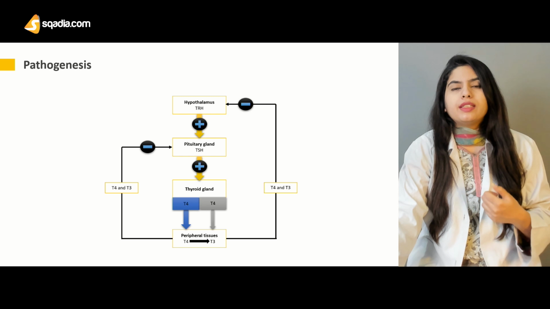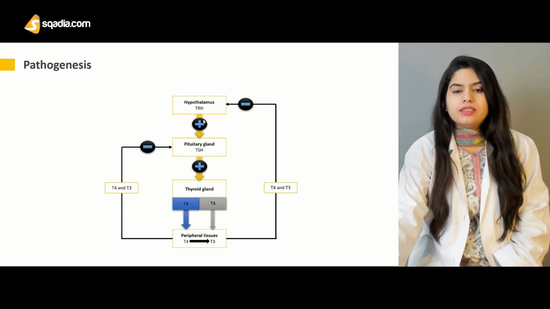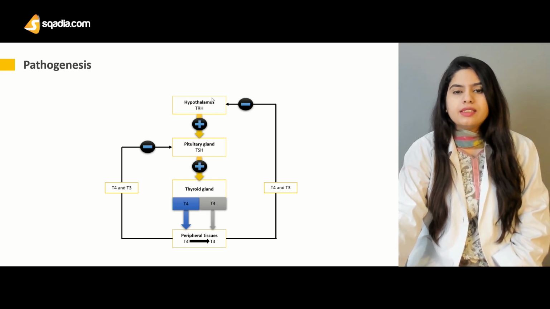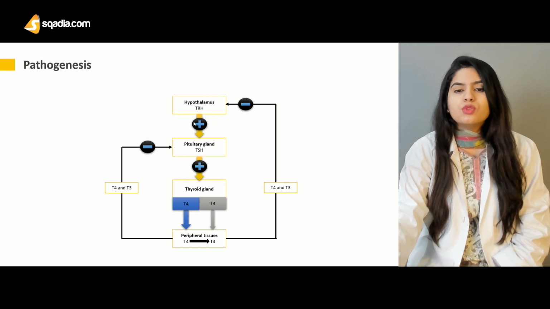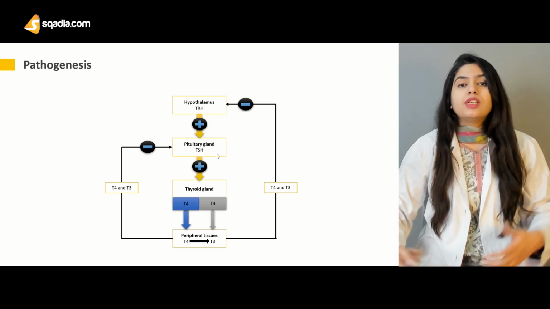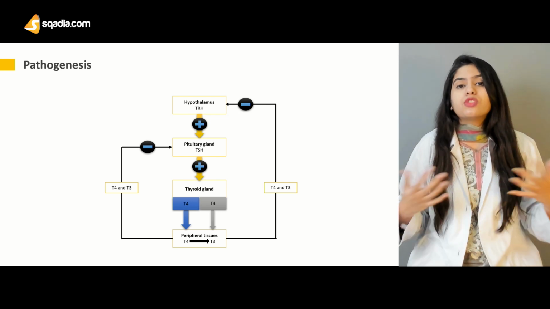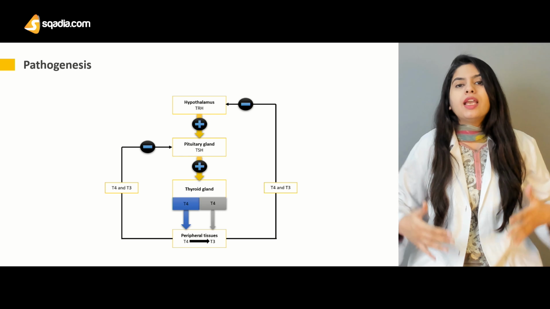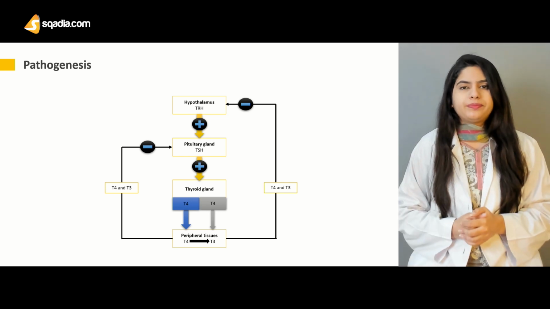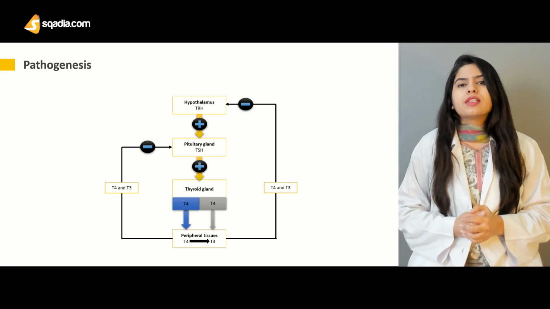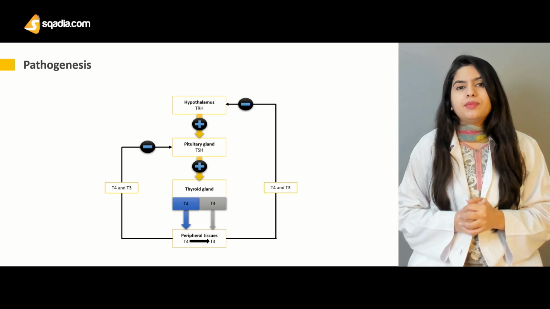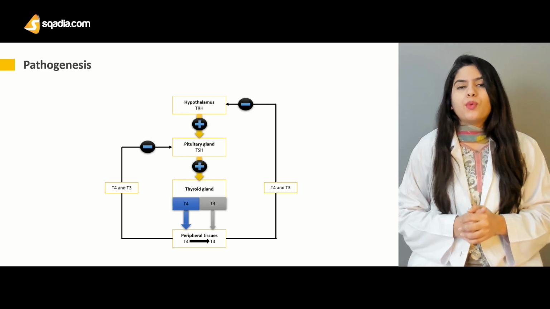As I told you, there can be some central disease. Here the TRH level is decreased, or there is no production of TRH. When there is no production of TRH, there will be no production of TSH. When there is no TSH, there is no action on the receptors of the thyroid gland, and no stimulation of production of T3 and T4 hormone. This will cause a decrease in the serum thyroid hormone.